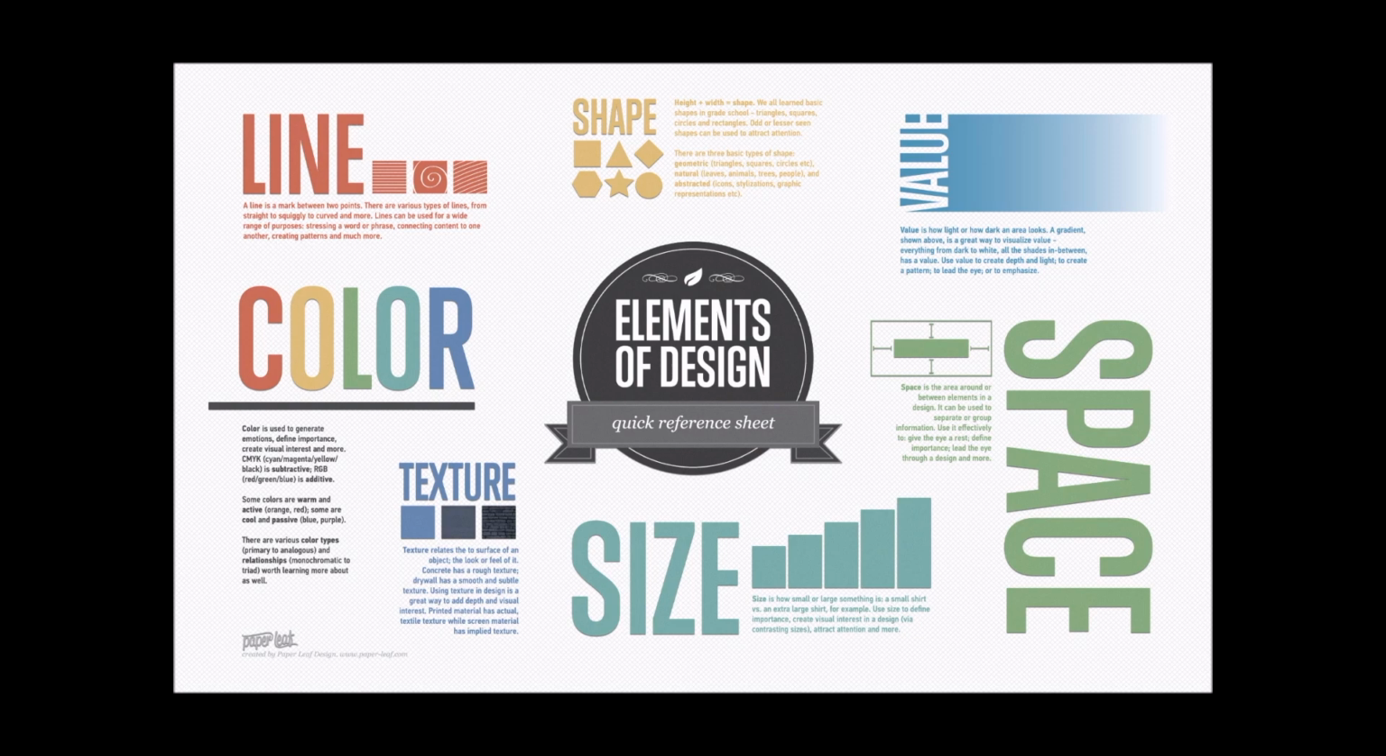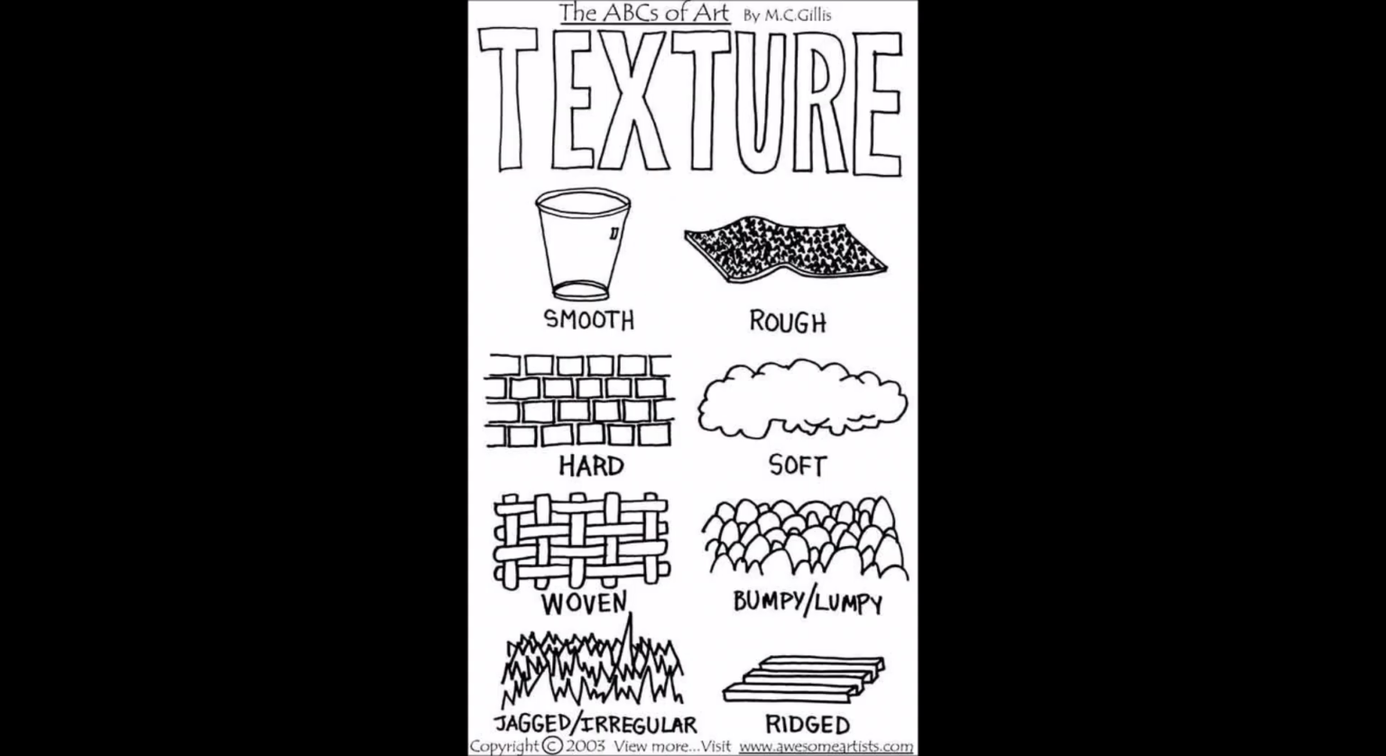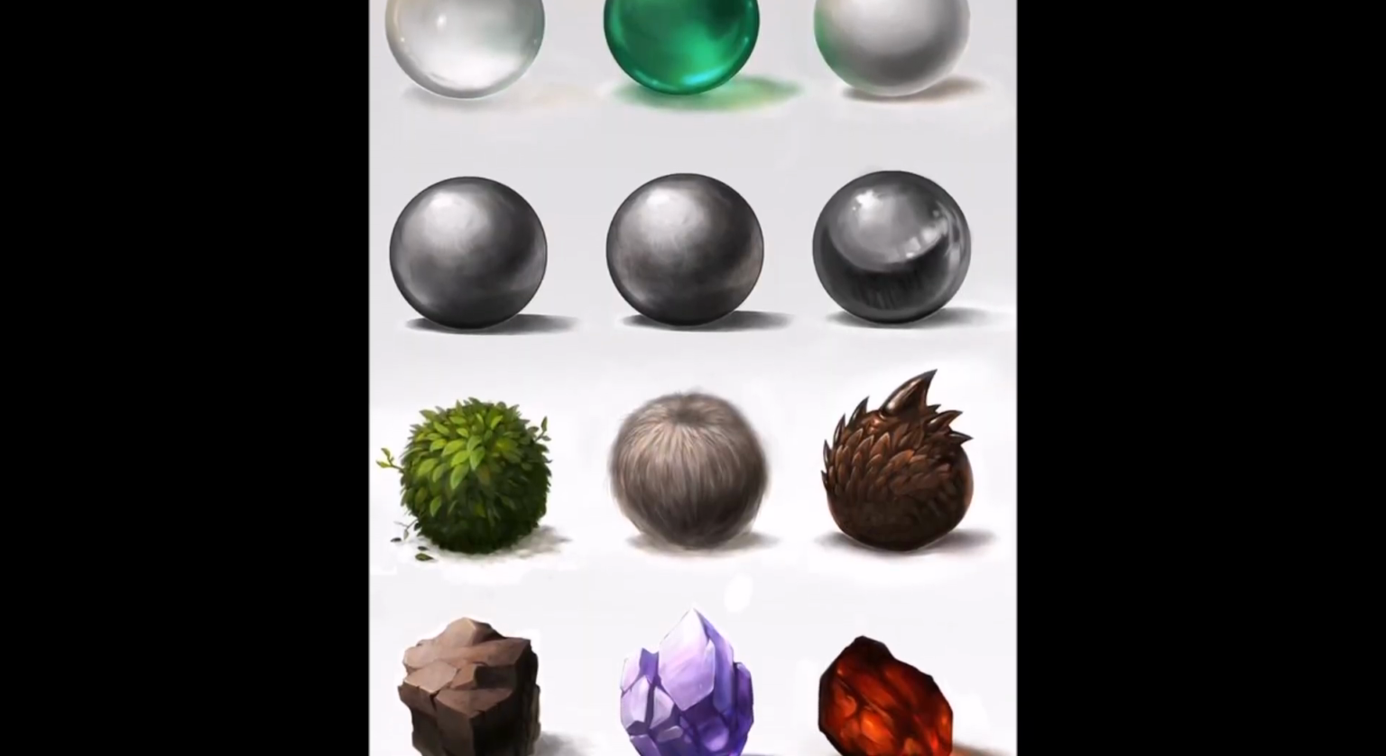As you know, each of our projects corresponds with one of the elements of design, and this project goes along with texture. Texture is the perceived surface quality of a work of art. Here are just a few examples of some textures that you might see in real life and choose to recreate in your still life.